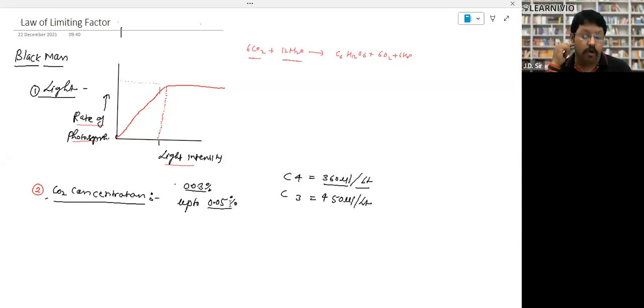The effect of the limiting factor was studied by Blackman in 1905. Let's stop.